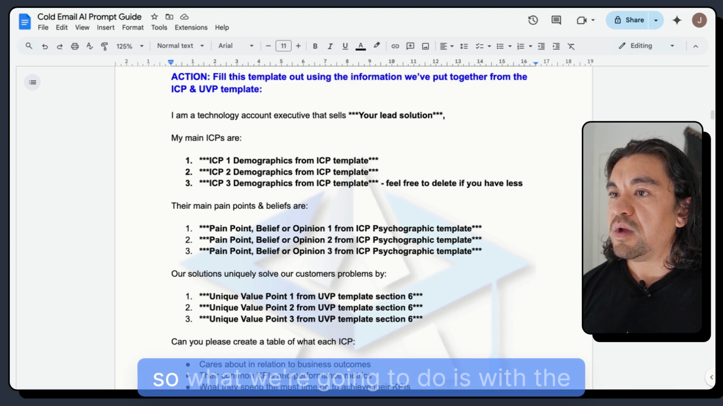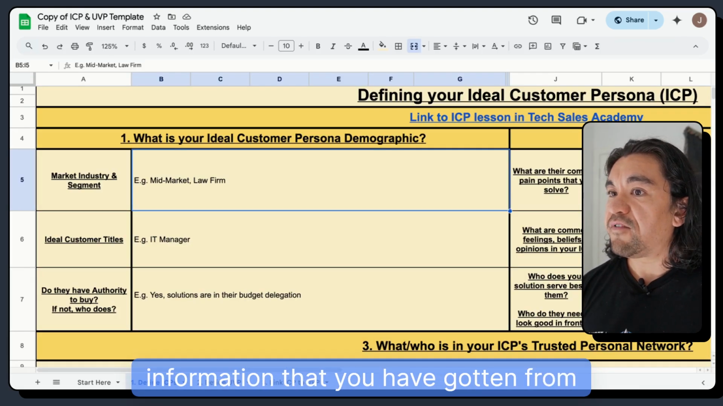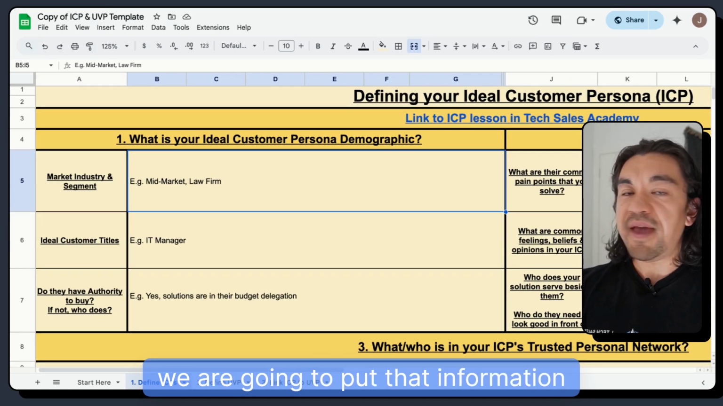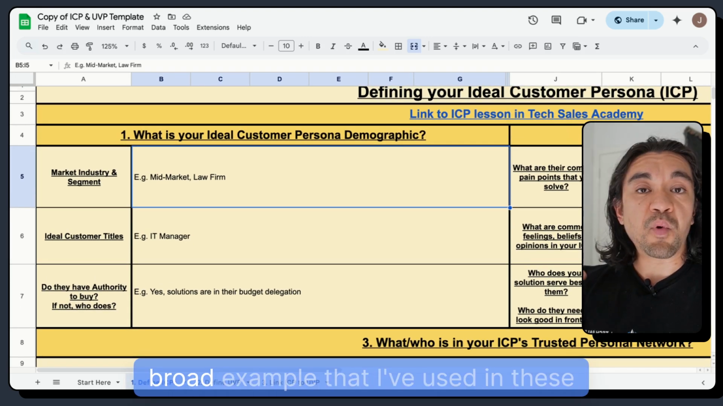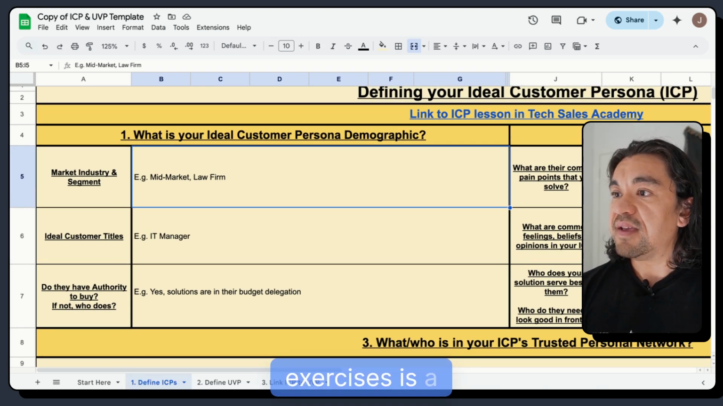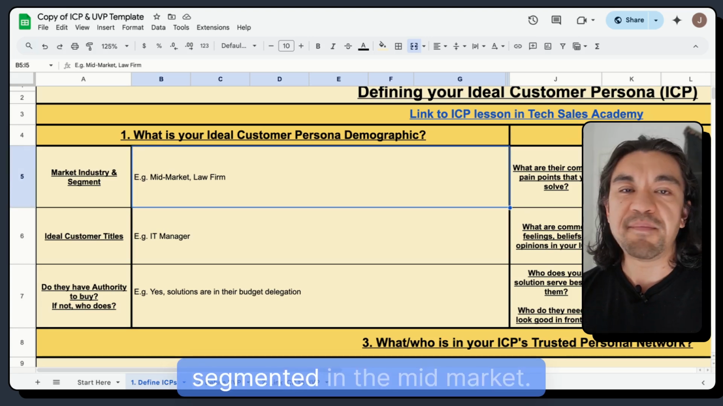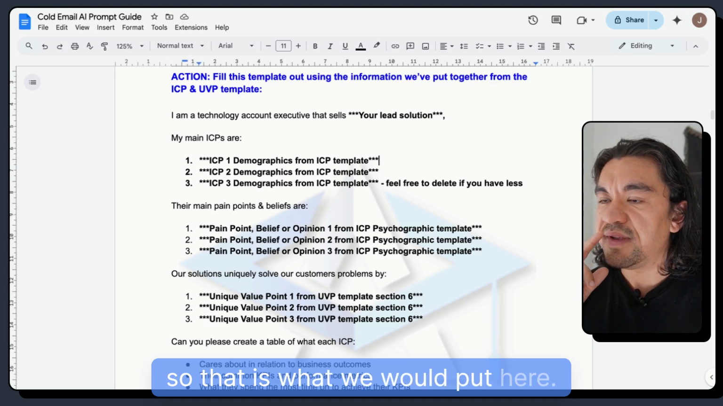Okay, so what we're going to do is, with the information that you have gotten from your ICP exercise, we are going to put that information into the template. So in the template example here, we understand that the customer, in the broad example that I've used in these exercises, is an IT manager in a law firm that is segmented in the mid-market. Okay, so that is what we would put here.